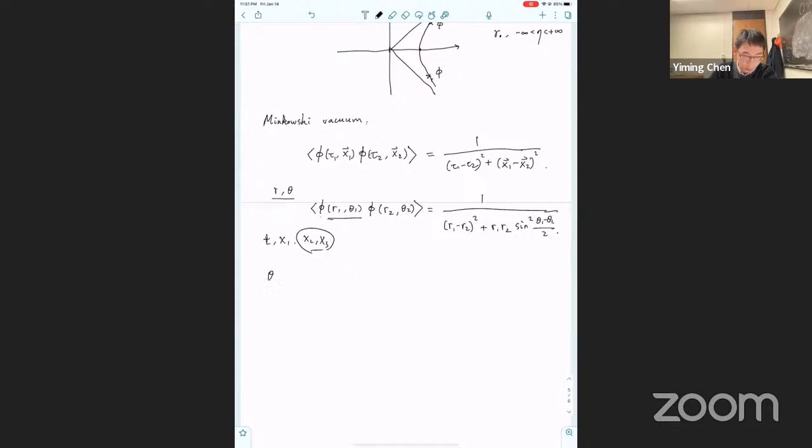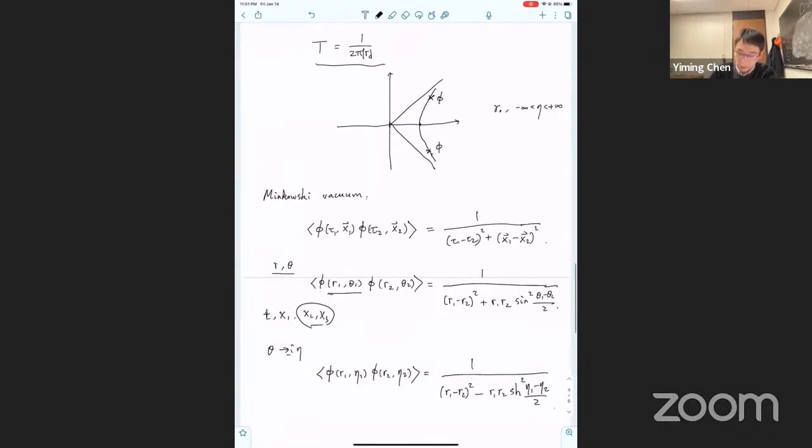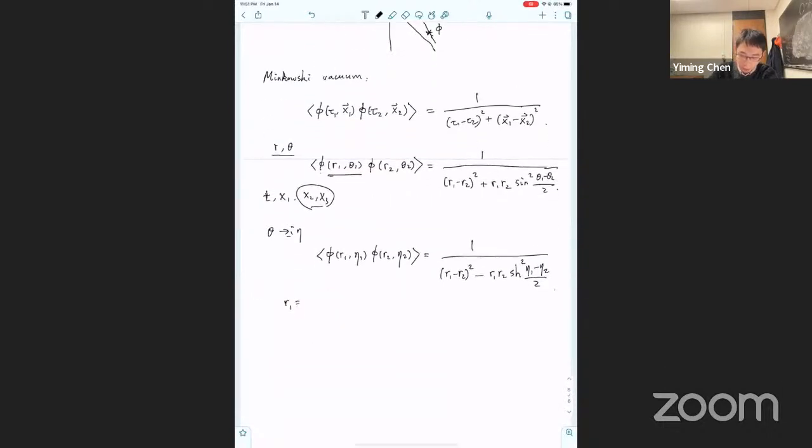So let me continue theta to i eta or minus i eta. I will just get phi of r1 eta 1, phi of r2 eta 2. That will be given by, so the r1 minus r2 part will not be changed, minus r1 r2 sinh squared of eta 1 minus eta 2 divided by 2. Okay, and let's consider the case that we are looking at a constant accelerating observer. So it sits at a constant radius. So r1 and r2 are both equal to R0.